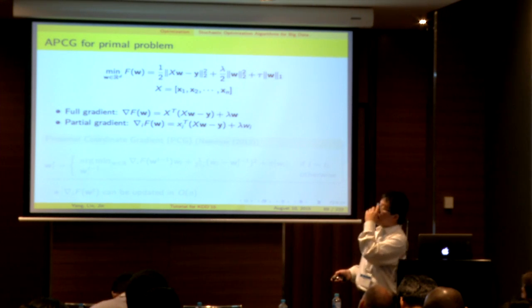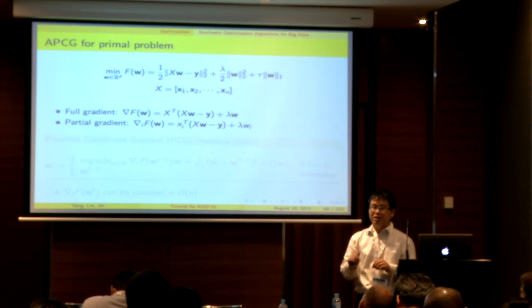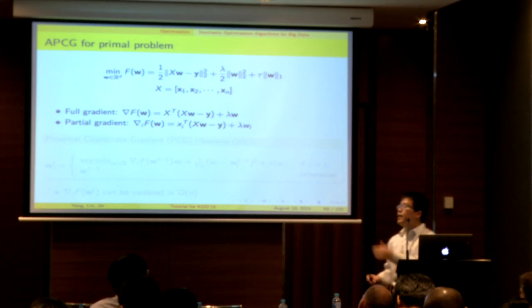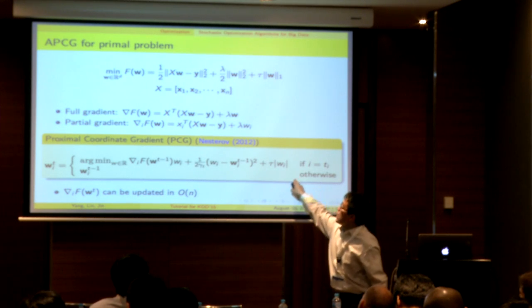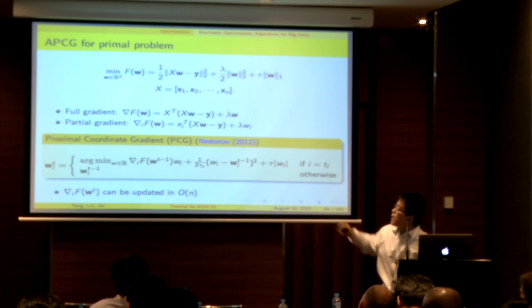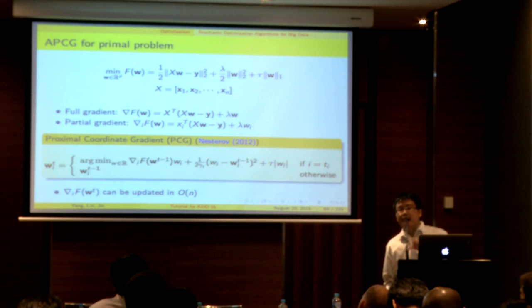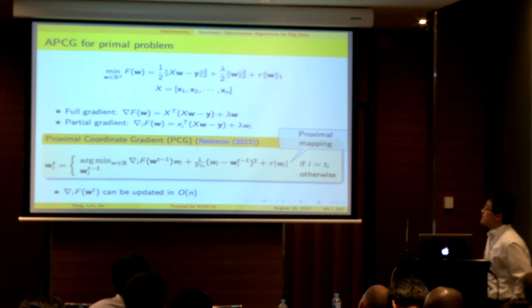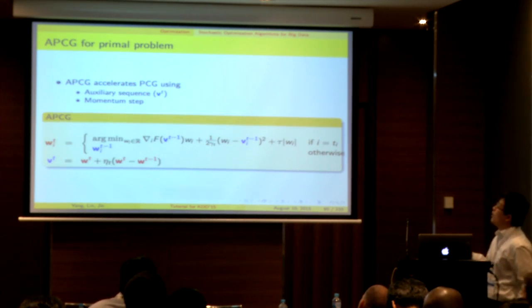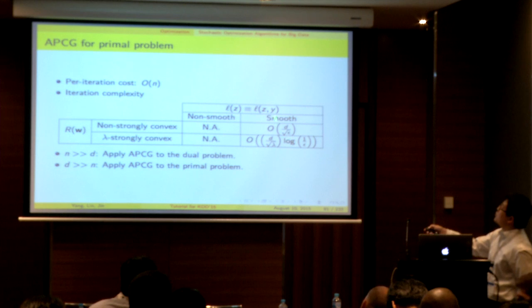And the good thing is that the partial gradient is easier to calculate. You don't have to calculate all d dimensions. You just need to calculate one dimension. And it turns out that you can also include the one-norm using the proximal steps. And this partial gradient can be updated in O(n) complexity. So this is the proximal mapping step we introduced before. Let me skip the details, but bring you to the final answers.